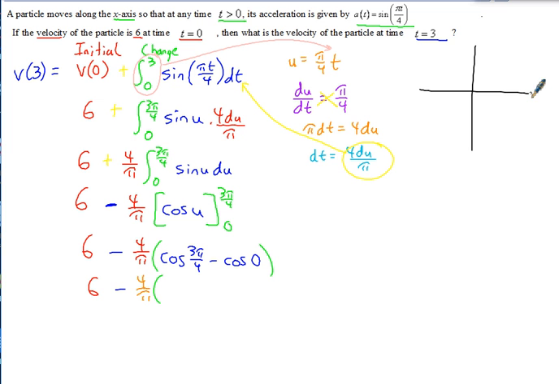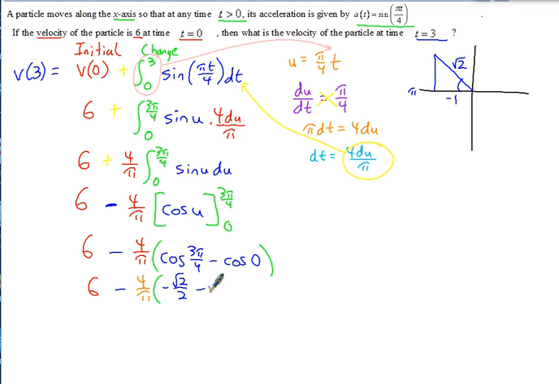3 pi over 4 is in the second quadrant here. This is pi, which is 4 pi over 4. So 3 pi over 4 is right here. You can see the angle there is pi over 4. So cosine would be adjacent over hypotenuse. Adjacent is negative 1, hypotenuse is radical 2. So that'll give you negative 1 over root 2, but that just simplifies to be negative root 2 over 2.